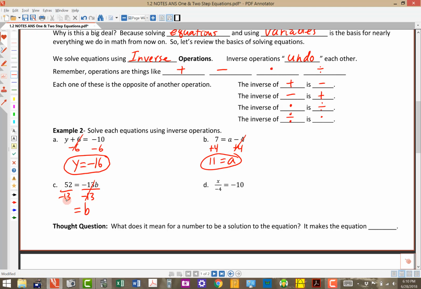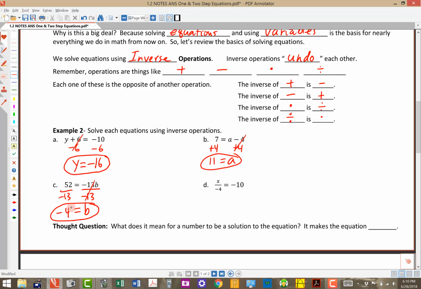Again, we're going to divide both sides by that, and 52 divided by negative 13. If you need to throw that in your calculator, go right ahead. It's going to be negative 4. I'm going to circle that. We can see the work, and then we can circle the answer. Everybody can tell what we think the answer is.